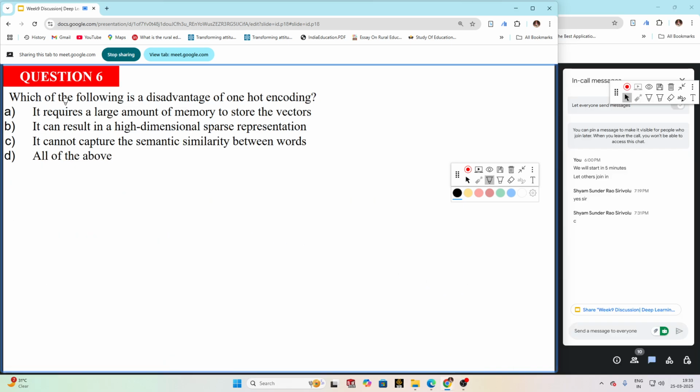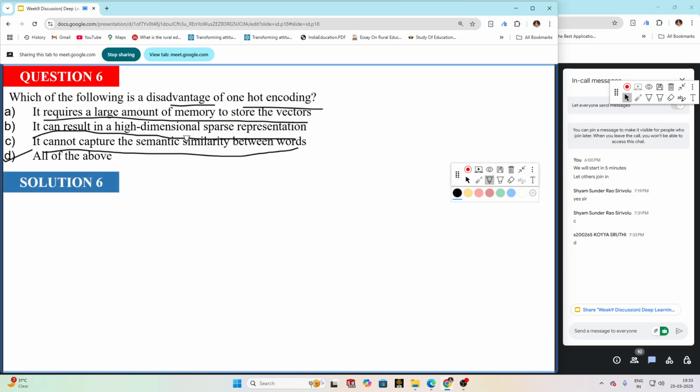Now again, which of the following is the disadvantage of one-hot encoding? Option A, it requires a large amount of memory to store the vectors. Option B, it can result in a high dimensional sparse representation. Option C, it cannot capture the semantic similarity between the words. Option D, all of the above. So any guesses for this? Yeah, all of the above, absolutely, all of them, right?